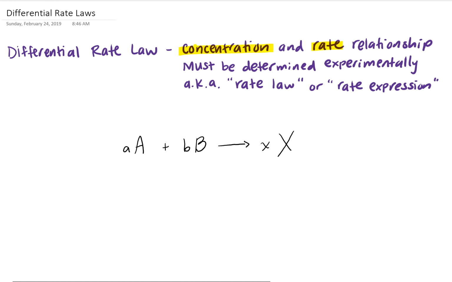Key thing with rate laws is that they have to be determined experimentally. We have to do an experiment in which we're measuring the amount of product being made and how fast it's being made, or we're measuring how fast a reactant is being consumed. Must be determined by experiment. We can't just look at the balanced equation and just know the relationship between the concentration and rate.